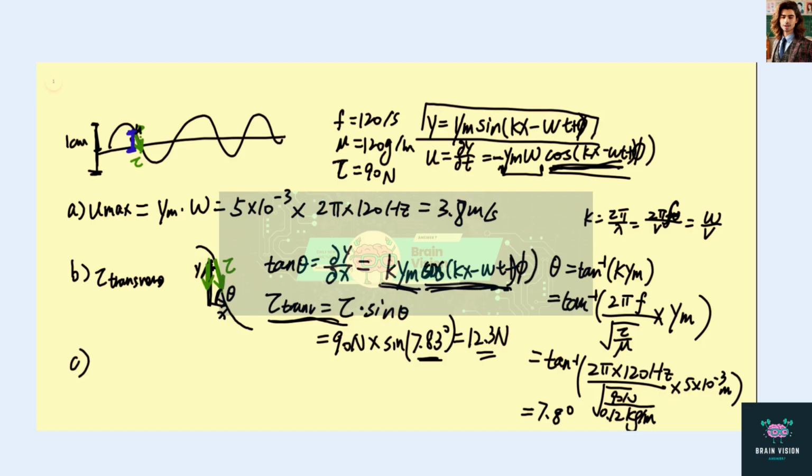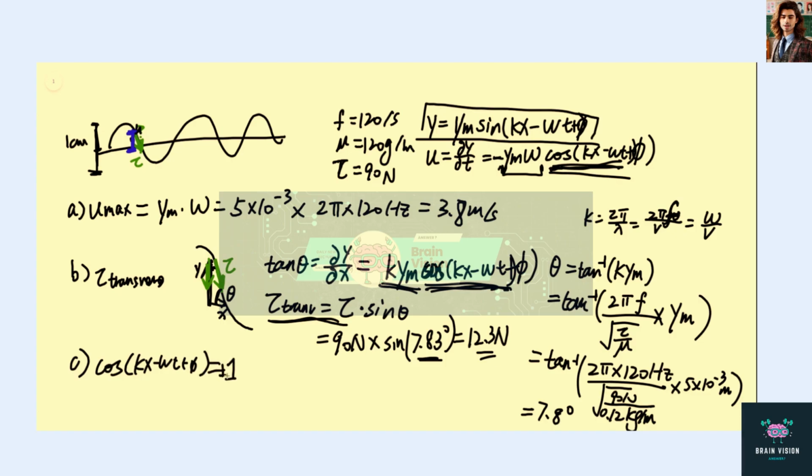If we add phi over here, we will add a phi over here. The conclusion is still the same. It's the phase that maximizes cosine(kx minus omega t plus phi). So that's the first part of C.